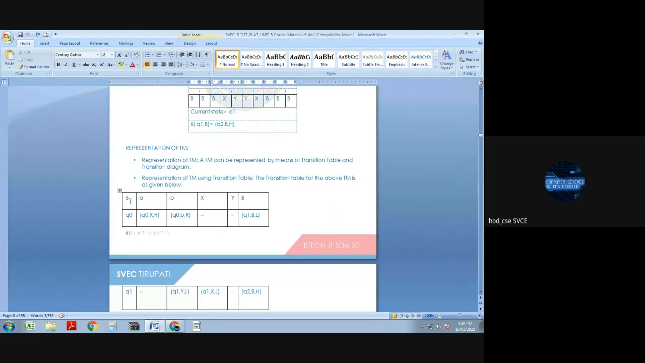See here, delta transition function Q naught, with inputs A, B, X, Y, B. When you give Q naught as input, it has to be replaced with X, and we are moving the read write head towards the right hand side. Here we are moving the read write head towards the left hand side. L is there, no? So that represents the left hand side. And R represents the right hand side. So likewise, we can represent a Turing machine.